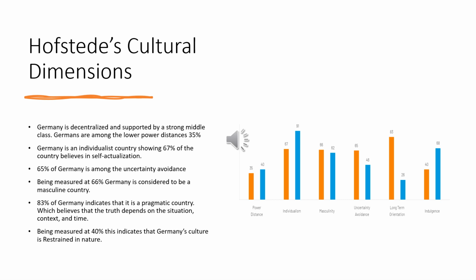The next dimension is masculinity. When we look at masculinity, a high score indicates that society will be driven by competition, achievement, and success, with success being defined as being the winner. A low score indicates that the dominant values in society are caring for others and quality of life. A feminine society shows that quality of life is a sign of success, and standing out from the crowd is not admired. So, at 66%, Germany is a masculine country or society.